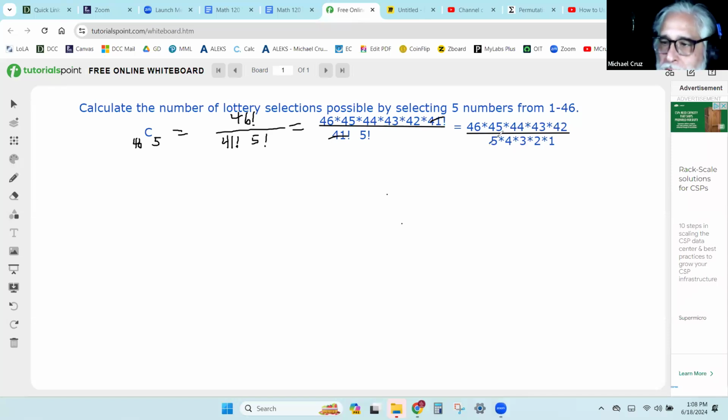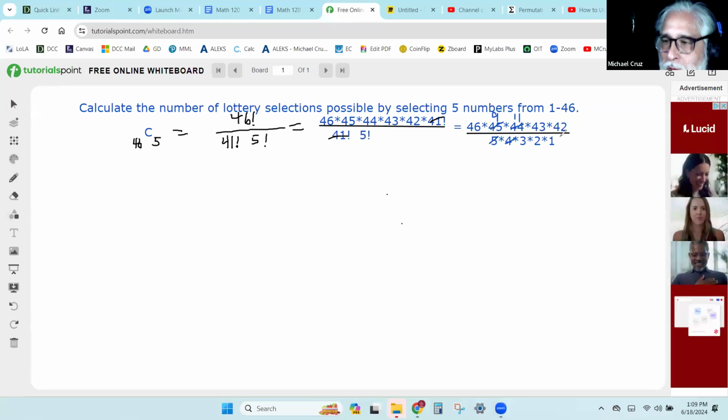So 5 goes into 45 9 times. 4 goes into 44 11 times. And 3 goes into 42 14 times, I think. So all these are ones now. And then we can take 2 out of any one that's even. I'm going to take the big number. So this would go 23 times.